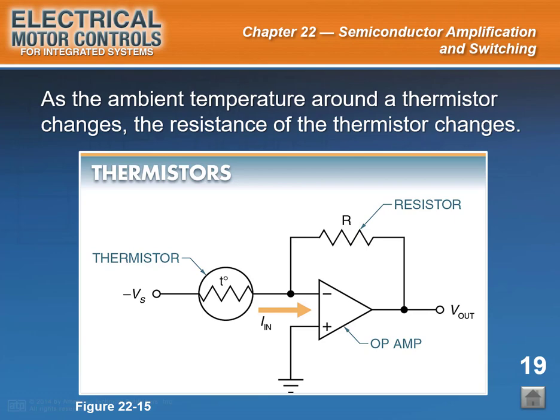As the ambient temperature around a thermistor increases, the resistance of the thermistor decreases, current to the input of the op-amp increases, and voltage at the output increases. As the temperature decreases, the resistance increases, current decreases, and voltage output decreases. Since the output of the circuit is now voltage, the op-amp voltage can be used to drive an output device.